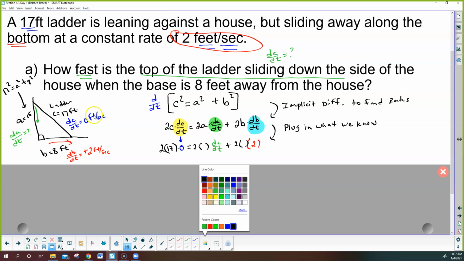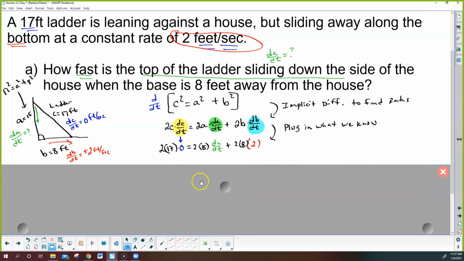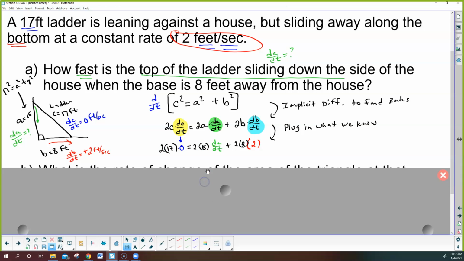So notice, we had to find that. They didn't tell me it. They're going to tell you the minimum amount of information. You just have to find the rest. So we know that A is 15. And then B, they did tell us 8, because we're going to figure out how fast the ladder is sliding when the base is 8 feet away. So look at that. We know everything except dA/dt, and now it's just algebra.